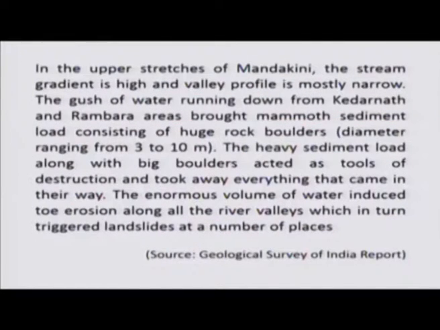Okay. Moving on, in the upper stretches of Mandakini, the stream gradient is high and the valley profile is mostly narrow. The gush of water running down from Kedarnath and Rambada areas brought a mammoth sediment load consisting of huge rock boulders, diameter ranging from 3 to 10 meters. The heavy sediment load along with big boulders acted as tools of destruction and took away everything that came in their way. The enormous volume of water induced toe erosion along all the river valleys, which in turn triggered landslides at a number of places.